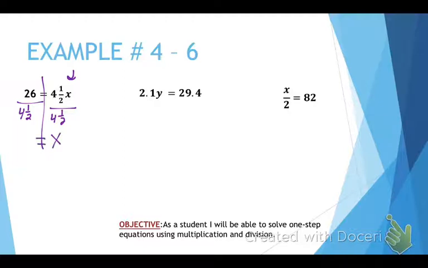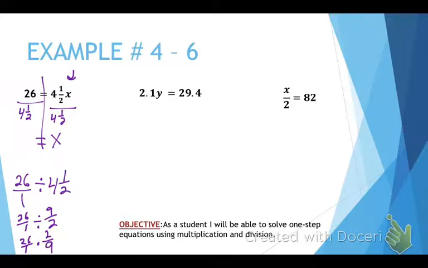Now, 26 divided by 4 1/2. Whew, this is a lot of stuff that we haven't done for a while. So what do we do? Well, first off, 26 over 1. Then when we divide fractions, we also need to make sure that we have improper fractions. So 26 over 1 divided by 2 times 4 is 8, plus 1 is 9 over 2. And then we're dividing, so what do we do? Well, keep, change, and flip. So 26 over 1 times 2 over 9.